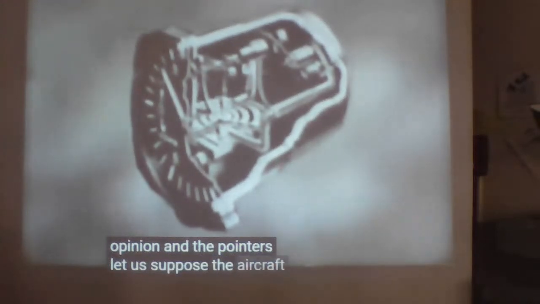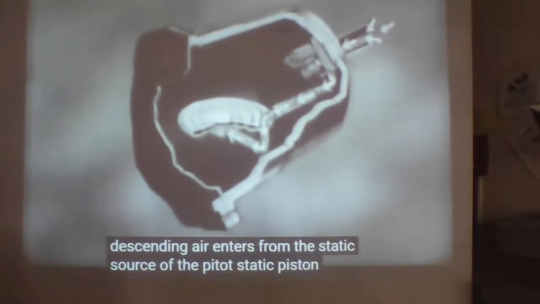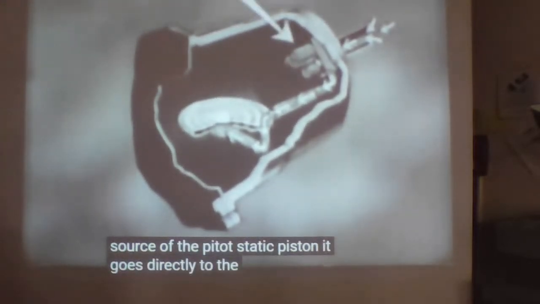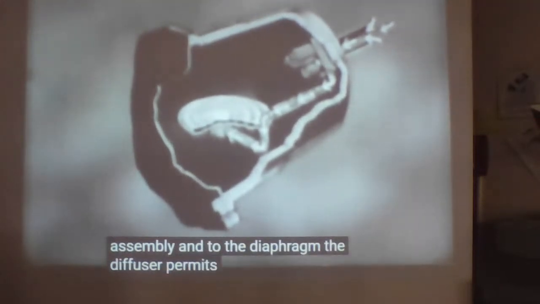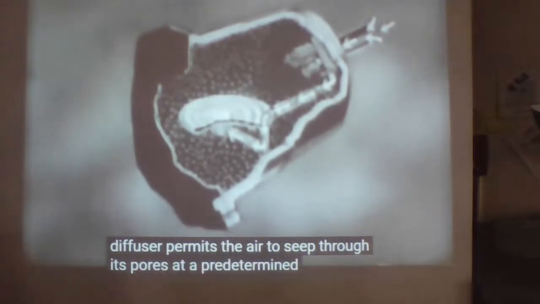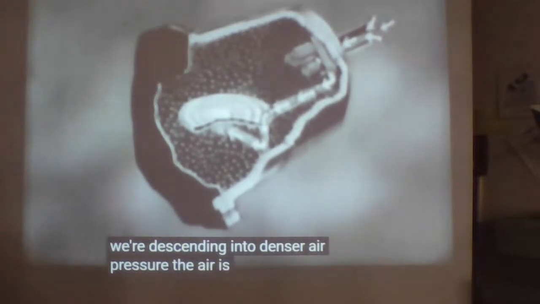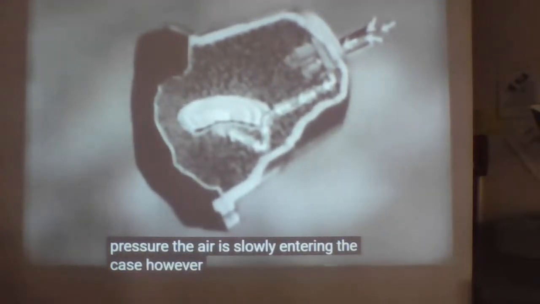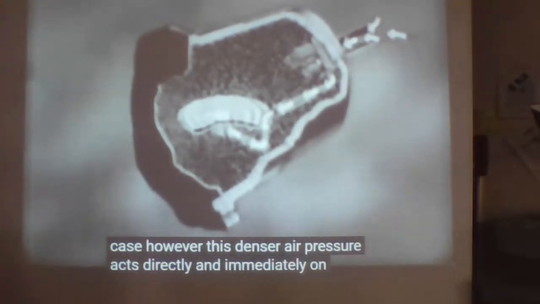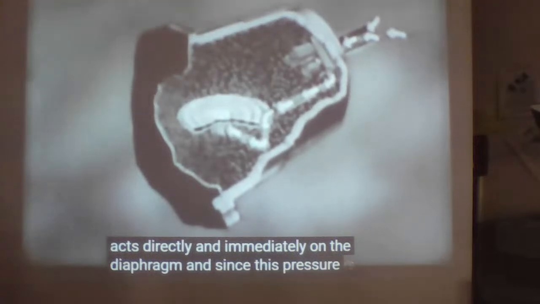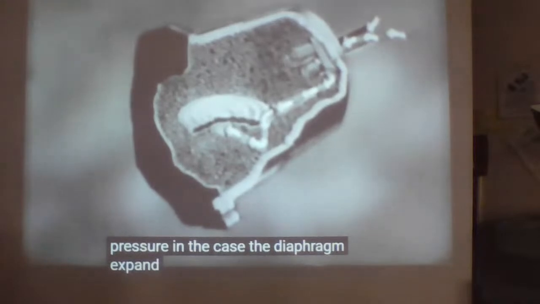Let us suppose the aircraft is descending. Air enters from the static source of the pitot-static system. It goes directly to the diffuser valve assembly and to the diaphragm. The diffuser permits the air to circulate forward at a predetermined rate. Since we're descending into denser air, the air is slowly entering the case. However, this denser air pressure acts directly and immediately on the diaphragm. Since this pressure is greater than the gradually increasing pressure in the case, the diaphragm expands.